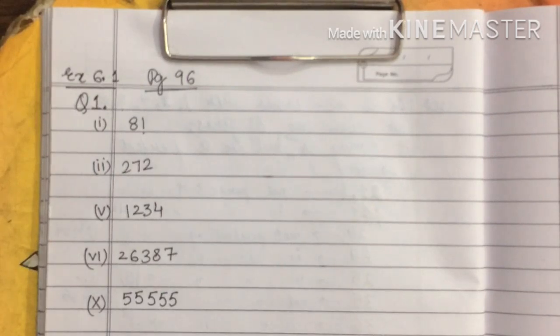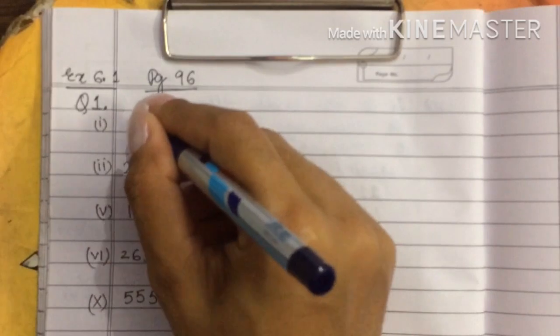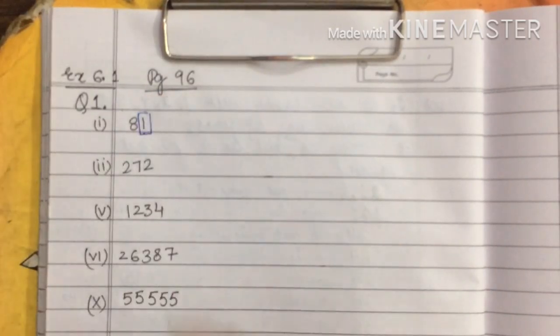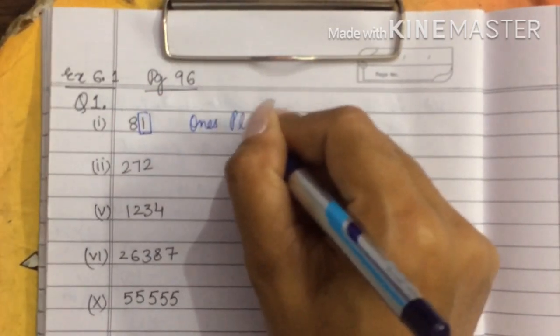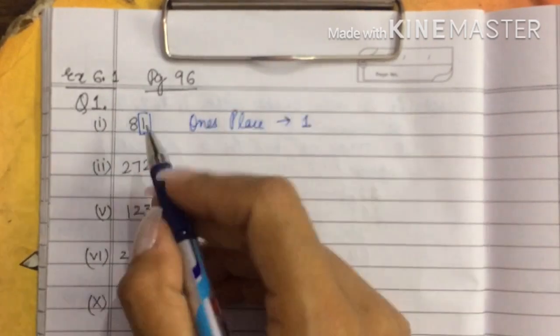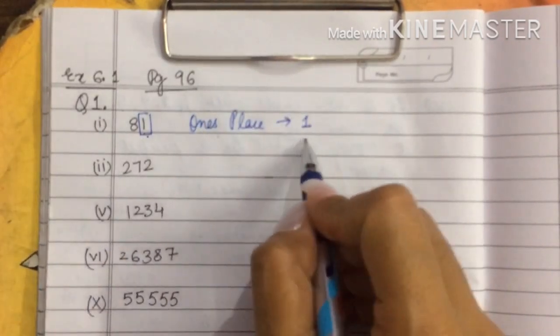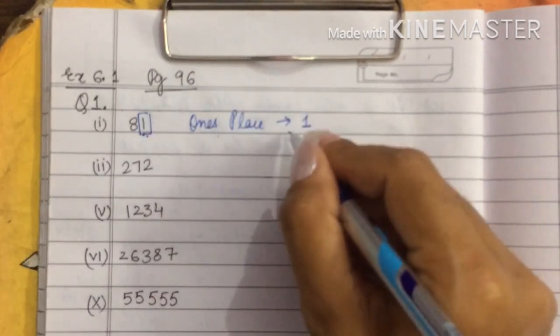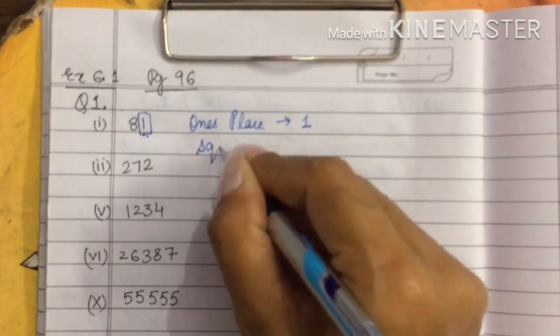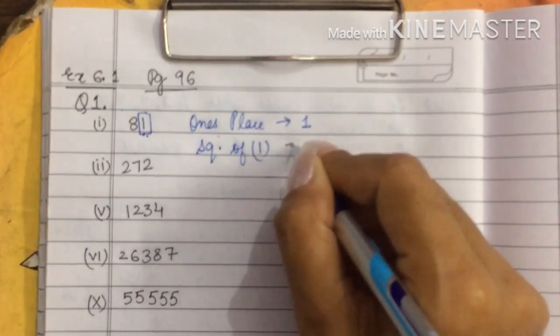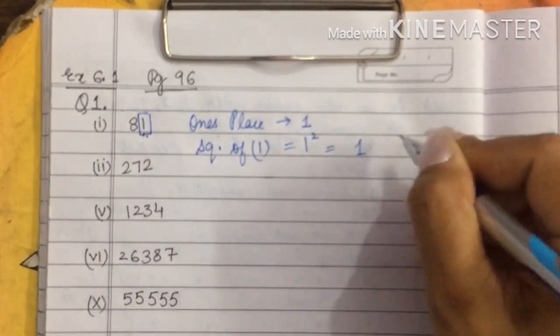So what we're going to do is we will not calculate the square. Remember, we do not want to calculate the square because we have 5-digit numbers. We don't want to go multiplying this 5-digit number with itself. So what we will do is we will only look at the ones place. So the ones place is 1. This is the unit digit, the last digit. So square of 1 means 1 square, it is 1.